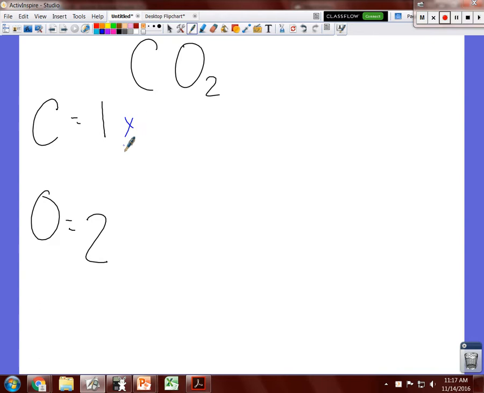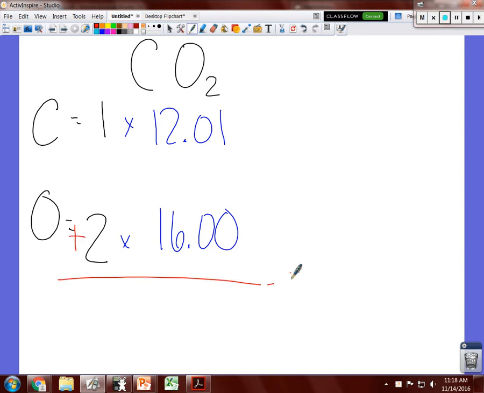Then you multiply it by its mass on the periodic table. And this is where these numbers are coming from. 12.01 is on the periodic table. And then we already know that oxygen is 16. So what you would do is you would just do that math. And this math would come out to be 44.01. Okay? It's 32 plus 12.01. Now, side question. There's a unit for molar mass. What is it?